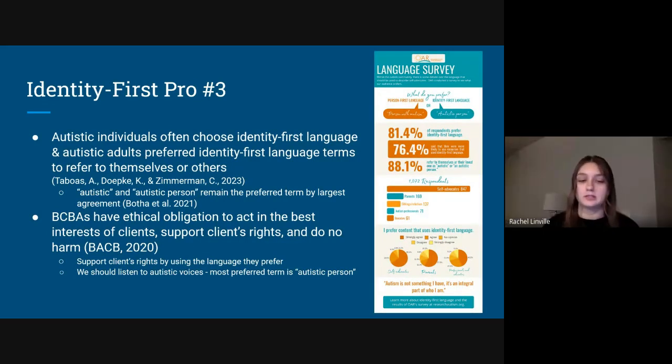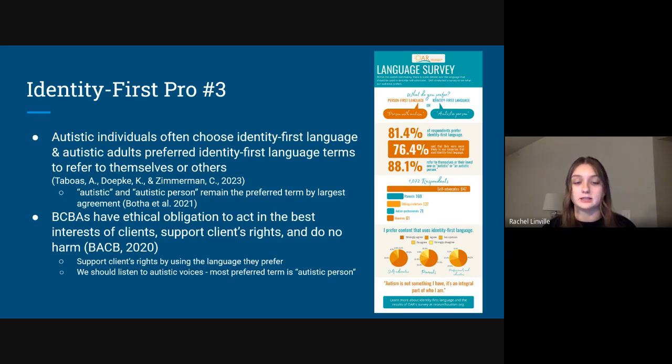So there have been multiple studies and surveys done to try to determine the preferred terminology among the autism community. The first study that I'm going to talk about polled autistic individuals and found that they preferred identity-first language terms to refer to themselves and others. Additionally, there was a study which found that autistic and autistic person remain the preferred terms among autistic individuals.